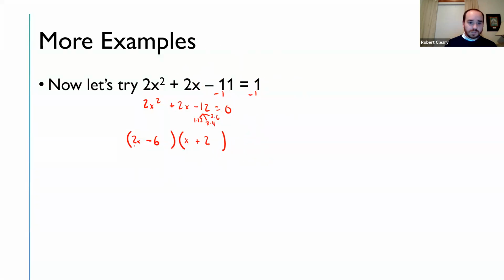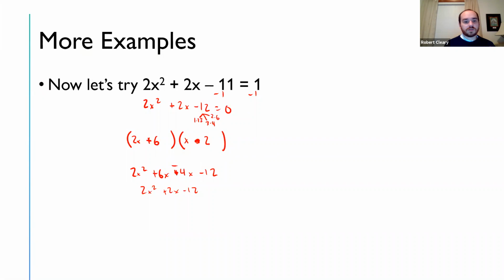Anyway, so if we try this, we FOIL this out, we'd get 2x squared minus 6x plus 4x minus 12. So in this case, when I add these together, I get 2x squared minus 2x minus 12, and that's close to what I want, but I've got the symbols mixed up. So what I'm going to do is just switch these, make this a plus. Now I have plus 6x, and then I have minus 4x. When I do those out, I get the correct one.